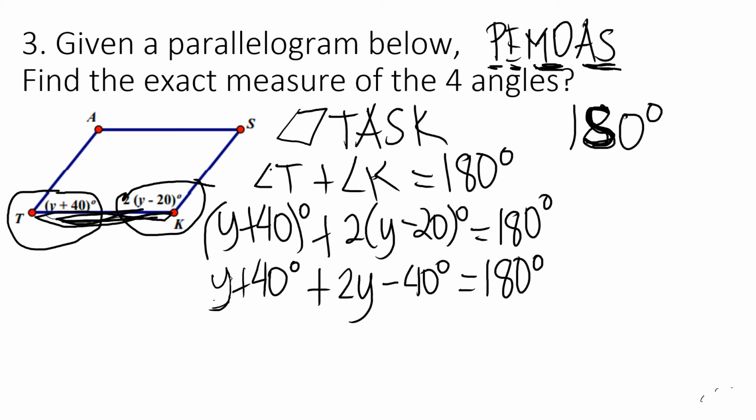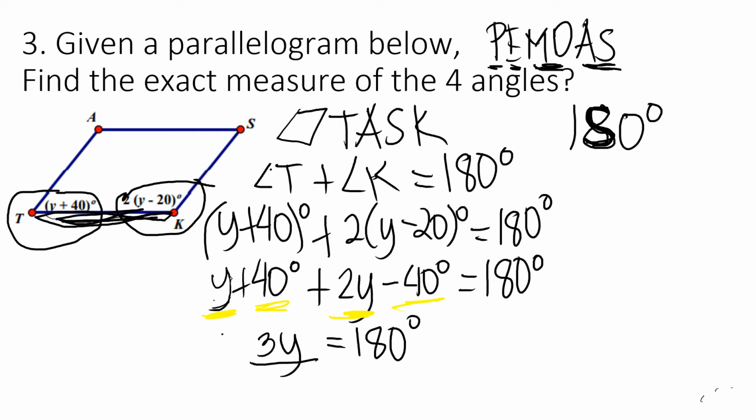So now you have y plus 40 plus 2y minus 40. Let's combine the similar terms. Y and 2y, and then you have your 40 degrees and negative 40 degrees. So, y plus 2y is 3y. Positive 40 minus 40 equals 0. So what remains now is your equal sign and 180 degrees.